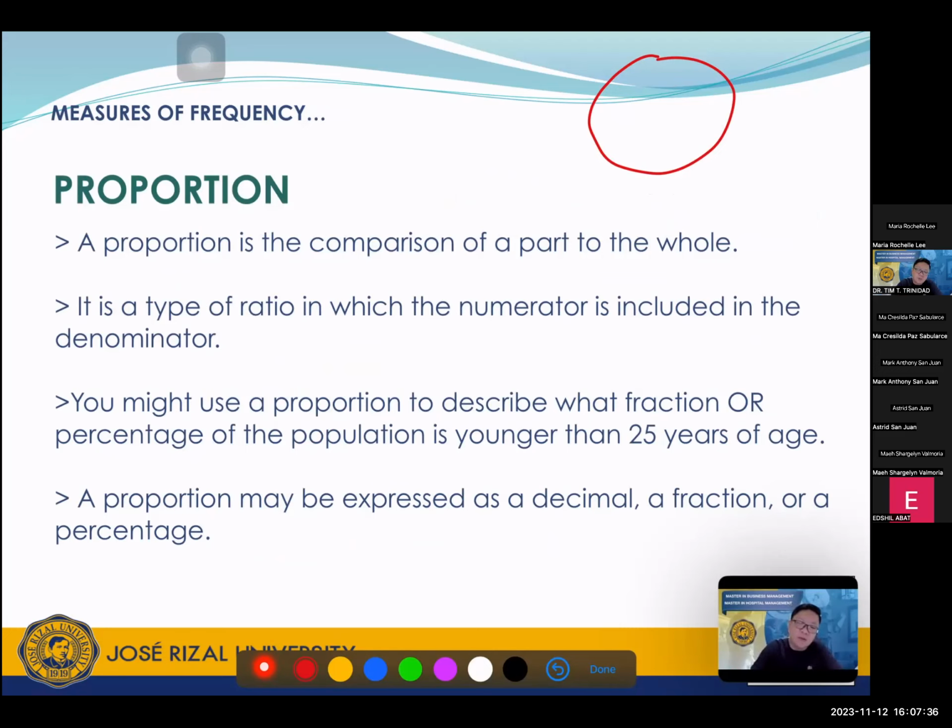But if you just want to know the comparison of a part to the whole, you use proportion. So a proportion is the comparison of a part to the whole. It is a type of ratio in which the numerator is included in the denominator. So you might just use proportion to describe what fraction or percentage of the population is younger than 25 years of age, for example. So a proportion may be expressed as a decimal, a fraction, or a percentage.